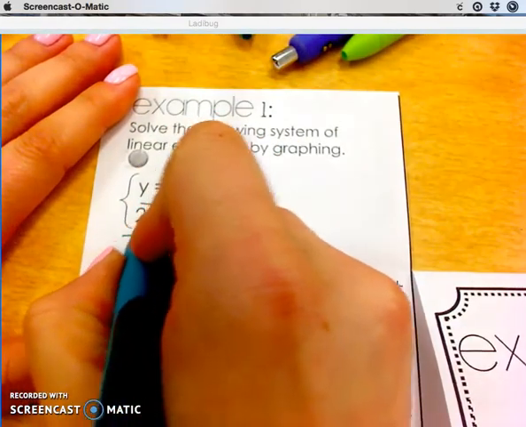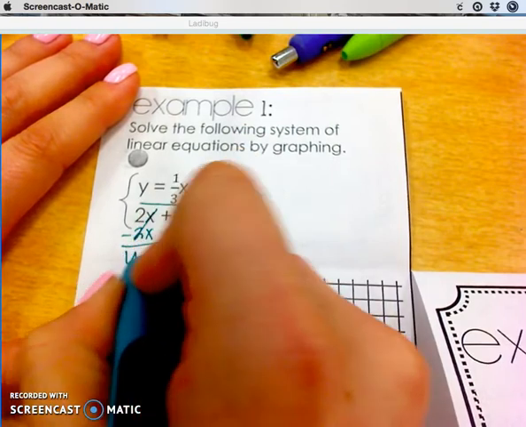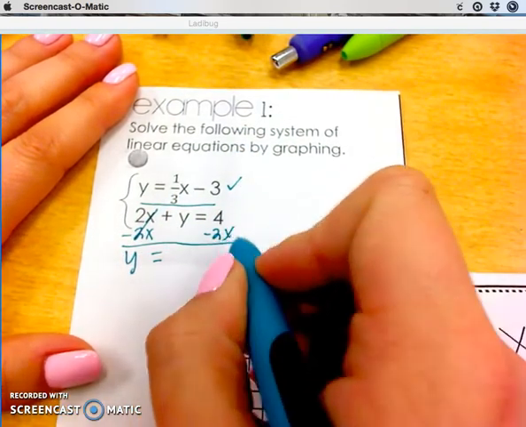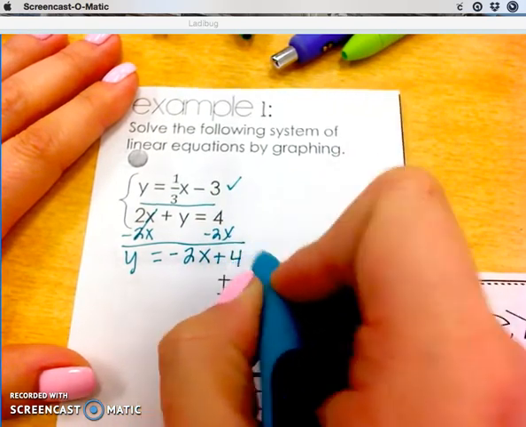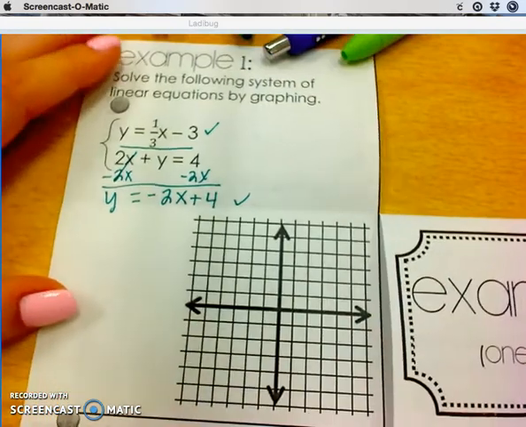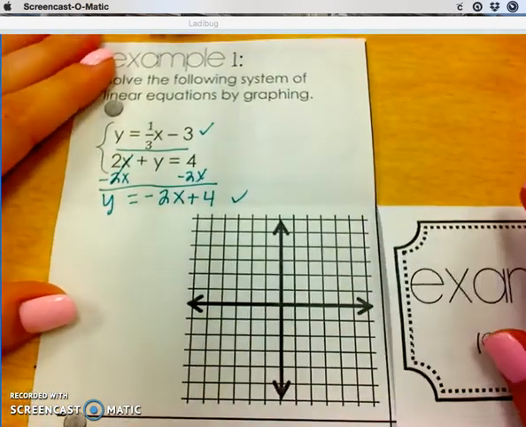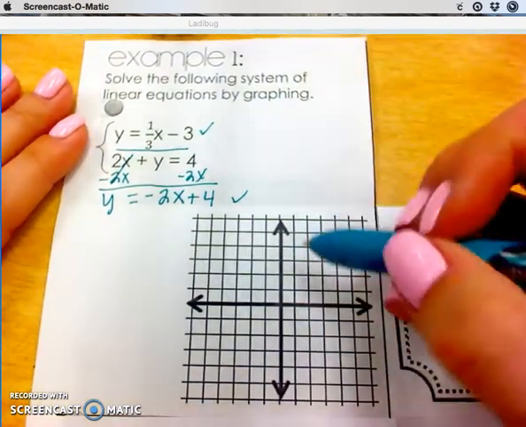So I'm going to subtract 2x from both sides. Y equals, I cannot combine a negative 2x and a 4, so just minus 2x plus 4. Now both of my equations are in slope-intercept form. What I'm going to do is graph them. You can do it by hand, just like so.